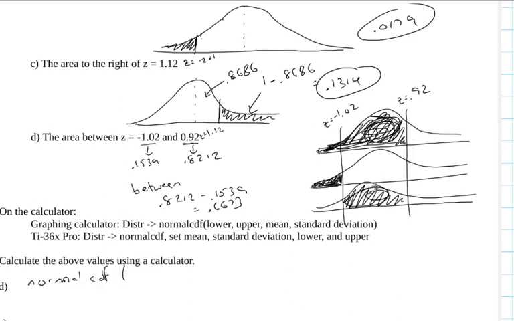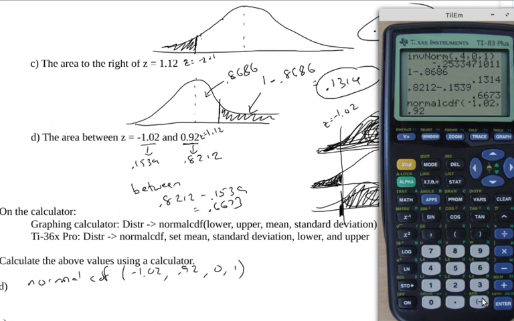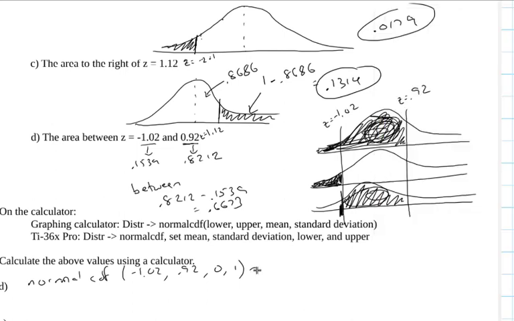My left bound, so this is the sketch right here, is negative 1.02. My right bound is 0.92. My mean is 0 and my standard deviation is 1. So I'll enter that into the calculator. Go to normal CDF. We get negative 1.02, 0.92 is the right bound, 0 is the mean, 1 is the standard deviation. Close that up. We get 0.6673. And fortunately, you can see these do match.